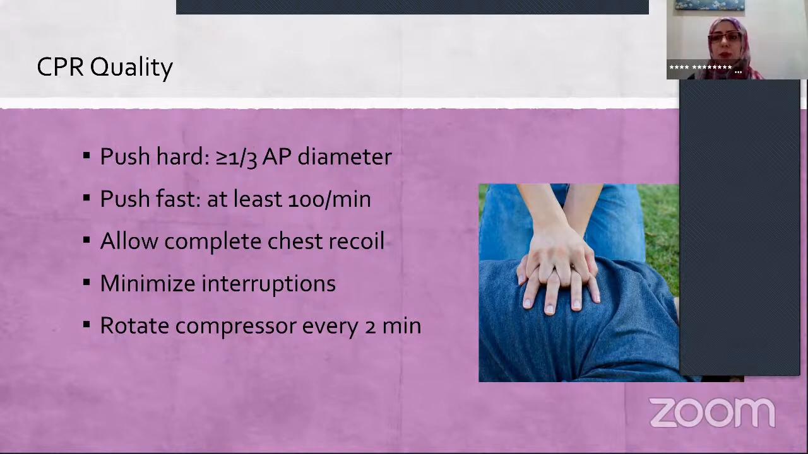It's very important not to do something like this. Look at my hands. Many people do this, okay? This is not right. You should push, and then pull back. You should allow for complete chest recoil. The chest should come back to the point that it was before pushing. Do not lose the contact of your hands with the body, but you should release the pressure after each push.